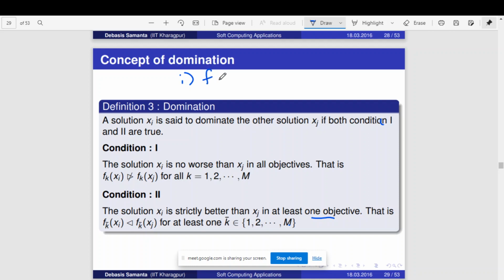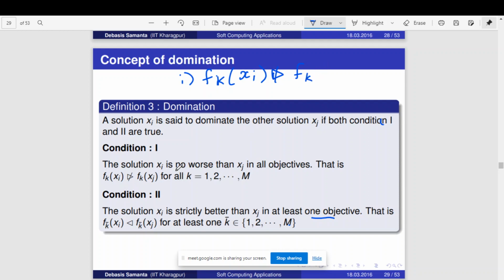Yeah, xi is no worse than xj in all objectives. What does it mean? Why are we saying no worse than xj? Does it mean that xi is better than xj in all objectives? Is it equal? Xj is better than xi? No, you cannot say that way also.